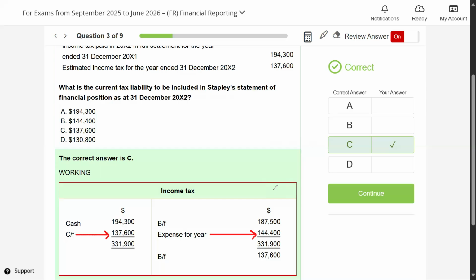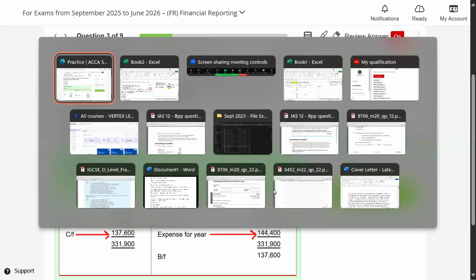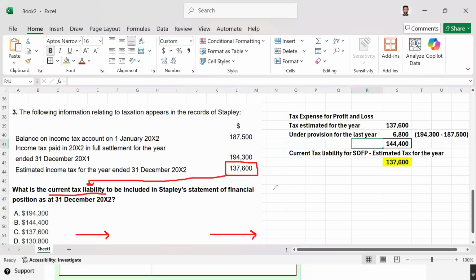Yes, students, I hope it was not difficult. The new concept that came was for the under provision. You can see it here. If there is any confusion, you can let me know.